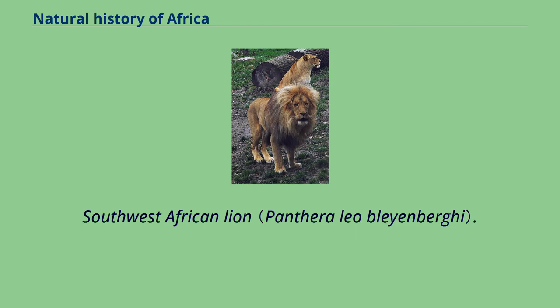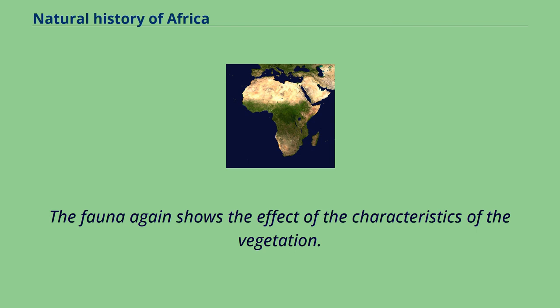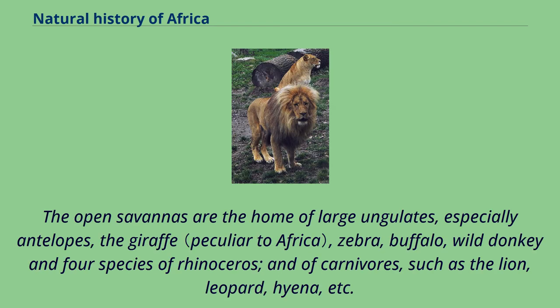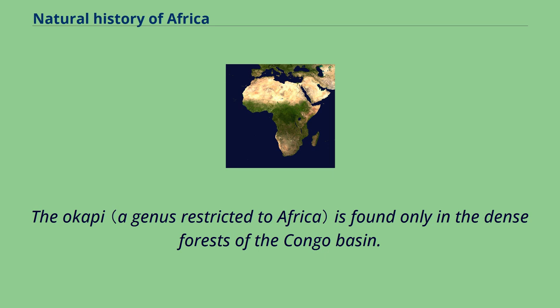Southwest African lion. The fauna again shows the effect of the characteristics of the vegetation. The open savannas are the home of large ungulates, especially antelopes, the giraffe, zebra, buffalo, wild donkey and four species of rhinoceros, and of carnivores, such as the lion, leopard, hyena, etc. The okapi is found only in the dense forests of the Congo Basin.